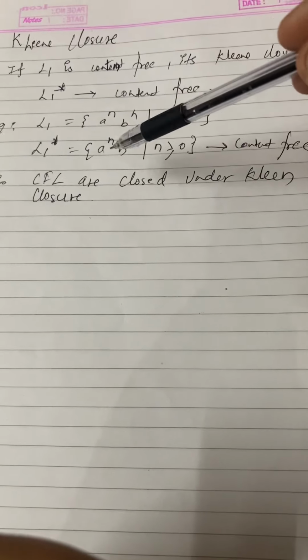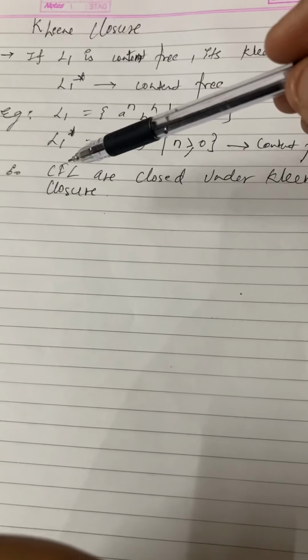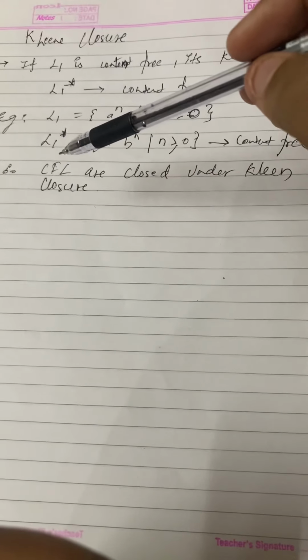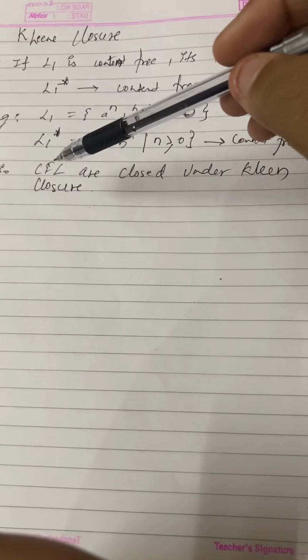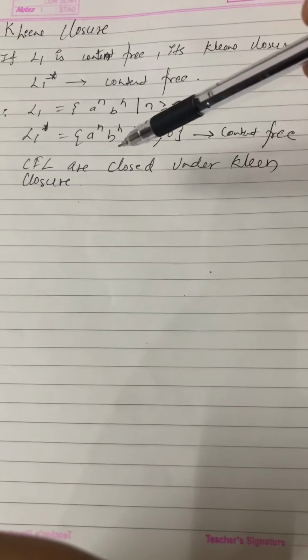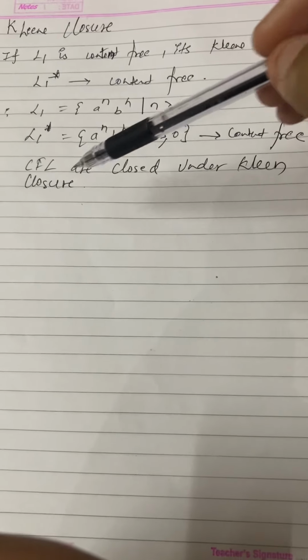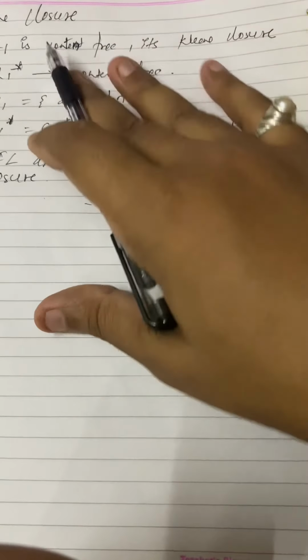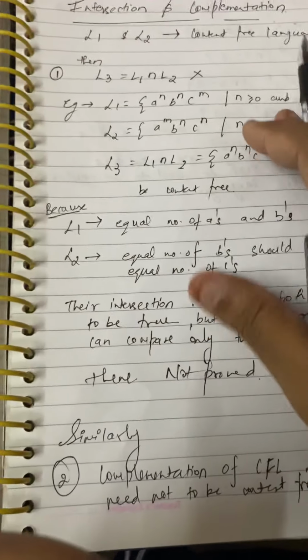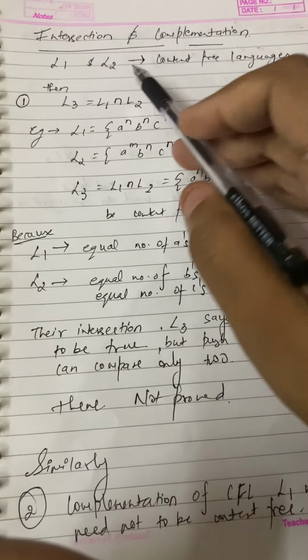Then L1 star, A to the power n B to the power n, will also be a context free language. So from these three we can derive that CFLs are closed under Kleene closure, under union, and under concatenation. Now let's talk about intersection and complementation.